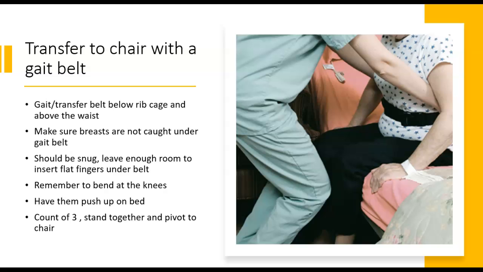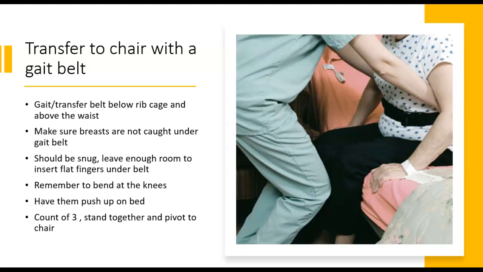The gait belt should be below the rib cage and above the waist. Make sure the breasts are not caught under the gait belt. This can be a problem with somebody with big breasts. You have to make sure and lift those up. It should be snug, but leave enough room to insert flat fingers under the belt.